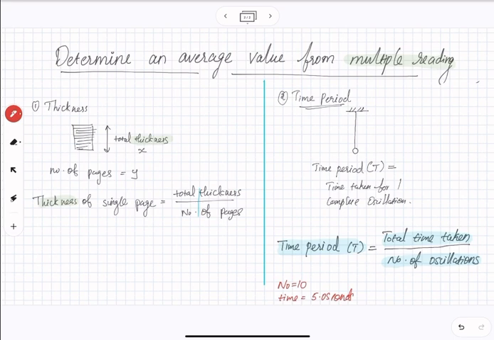So we have time and number of oscillation. What is the time period? So we have the formula. Time period is the total time taken divided by number of oscillation. Here the total time taken is 5 seconds divided by number of oscillation. There were 10 oscillations. So divided by 10. So you will get 0.5 seconds. So that is the time period or time taken for the bob to complete one oscillation.